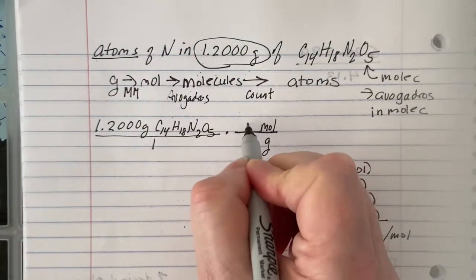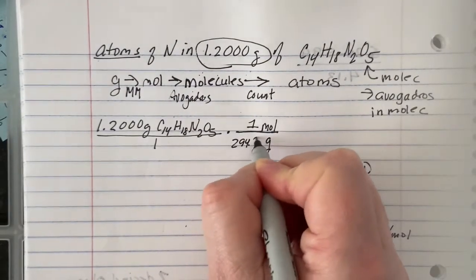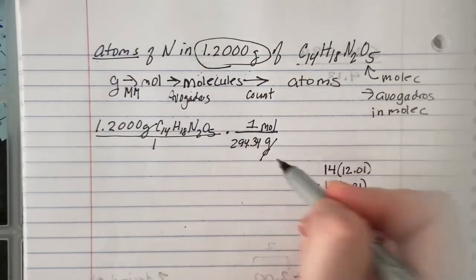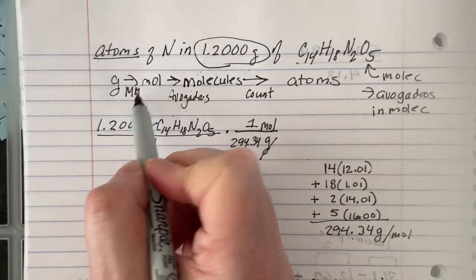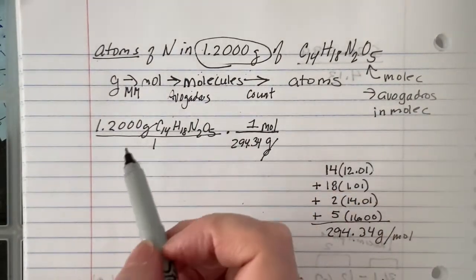So moles in the molar mass is 1, and the grams is 294.34. Now when I cancel, grams in the numerator, grams in the denominator, I'm finished with this because I used molar mass. And now if I stopped here, I would be at moles. All right, so I'm on the right track.